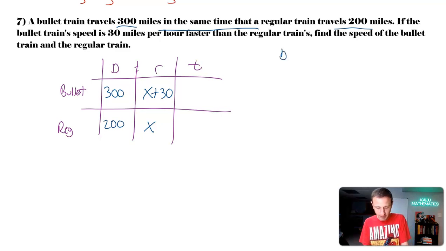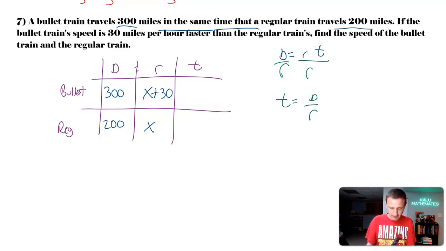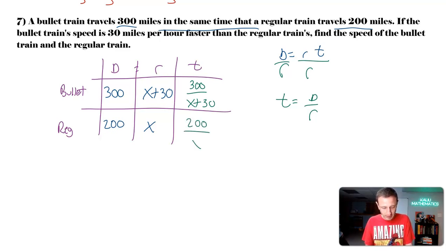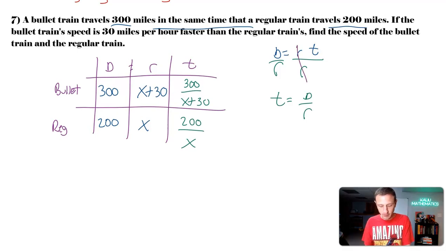Here's how I want to manage this. If I have the formula distance equals rate times time, I don't know my time, but I can solve for time by dividing by r. So time is equal to distance over the rate. So I can take the distance of 300 over the rate of x plus 30. Same thing here, regular train, the distance of 200 over the rate of x. So I can just modify the distance formula in order to get the time component equal to distance over rate. Because distance equals rate times time, we solve for time. That means we're dividing by r. So time is equal to distance over rate.